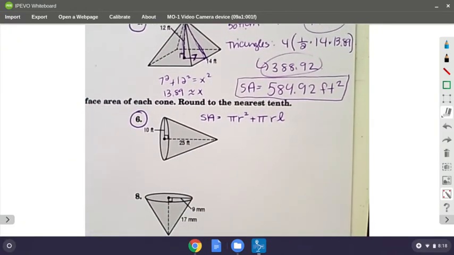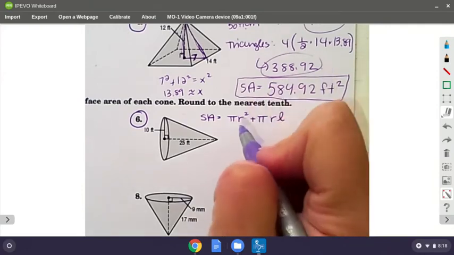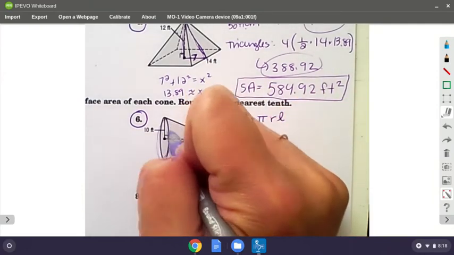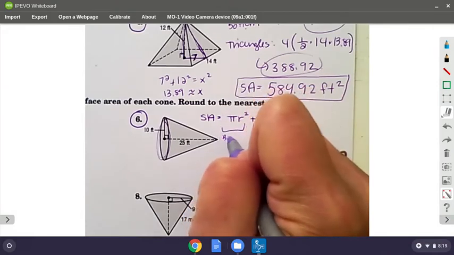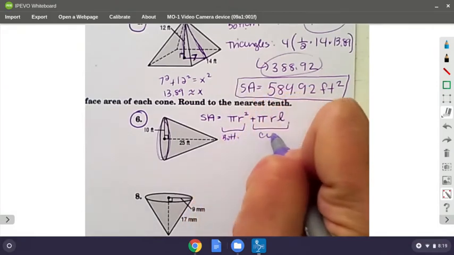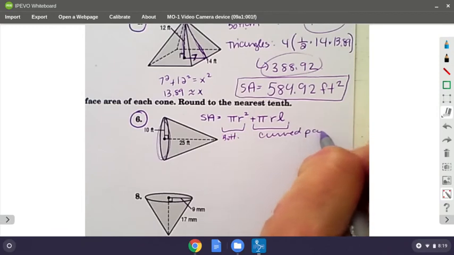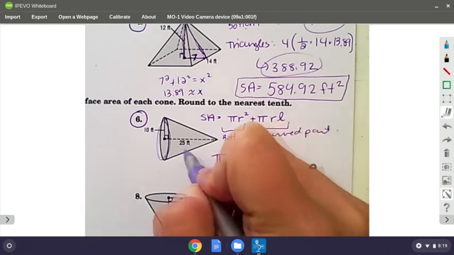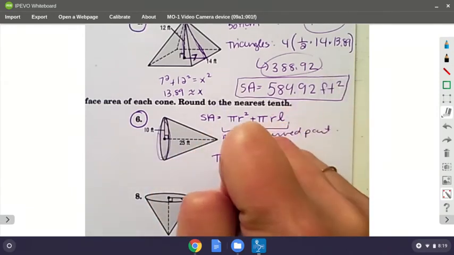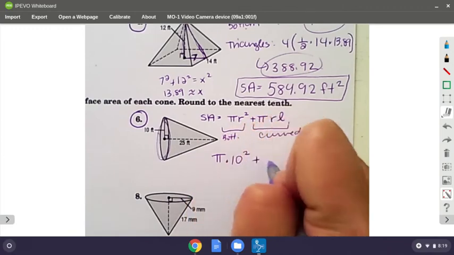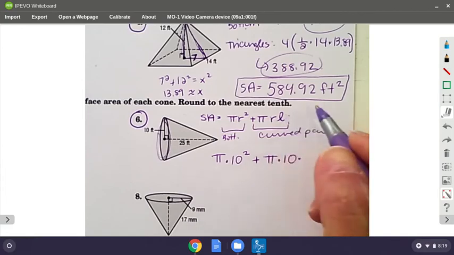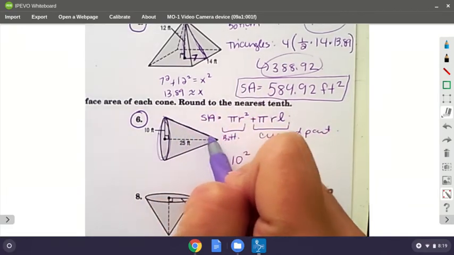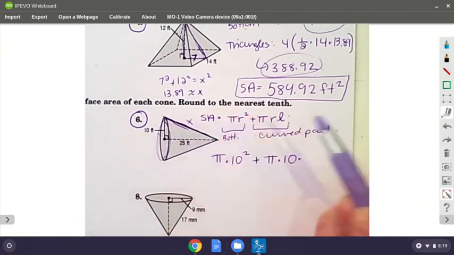Okay, next is a cone. So for a cone, we have pi r squared, that's the bottom, and then the curved part is this. So this is the bottom, and then the curved part. The radius here is 10, so it's going to be pi times 10 squared plus pi times 10 times L, which is the slant height. So we need to find this again. That's going to be x.